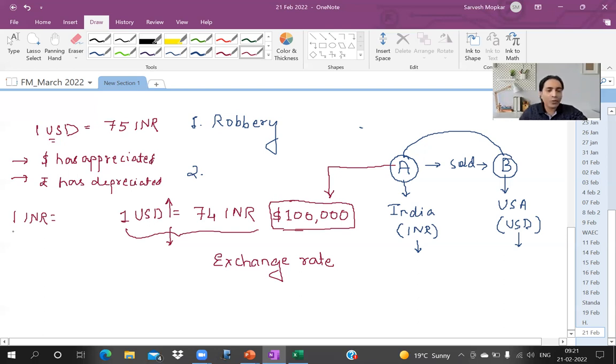So it is 0.013. So dollar 0.013351. Now, the same dollar has become expensive. $1 was 74. Now that $1 has become 75. So if $1 becomes 75, what has happened to 1 INR? 1 INR will be 1 divided by 75. So this time it will be 0.0133.